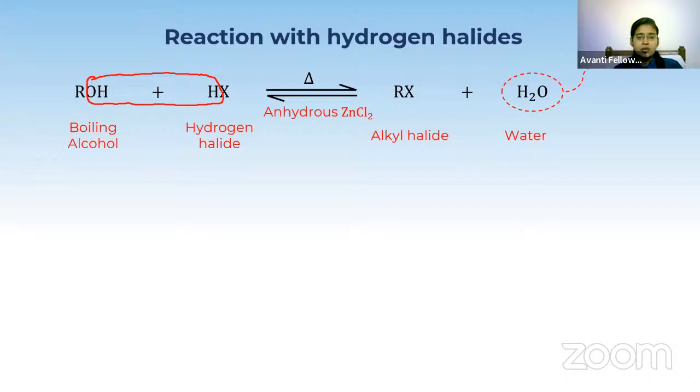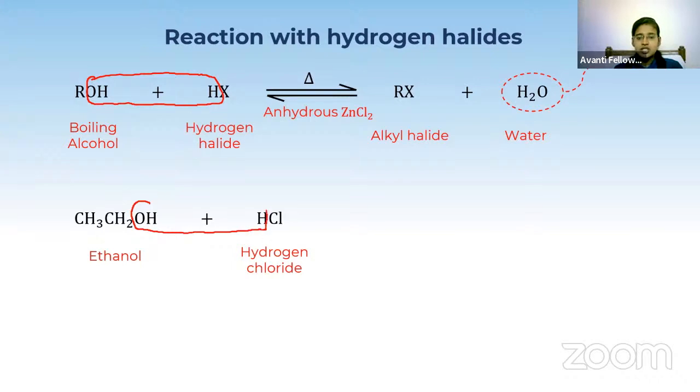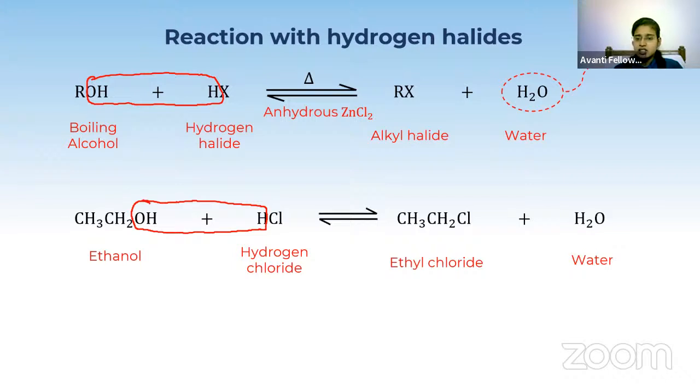Now let me take one example. I will take ethanol. You all know the formula for ethanol is CH3CH2OH, right? And the hydrogen halide that I have taken is HCl. So what will be the product from this reaction after elimination of water? We will get CH3CH2Cl, which is called ethyl chloride, and H2O. Here the alcohol which I have taken is the primary alcohol. Very good, Sneha. It is ethyl chloride.